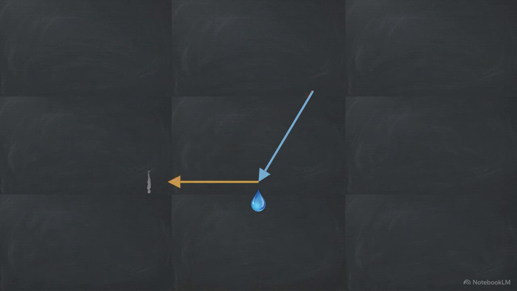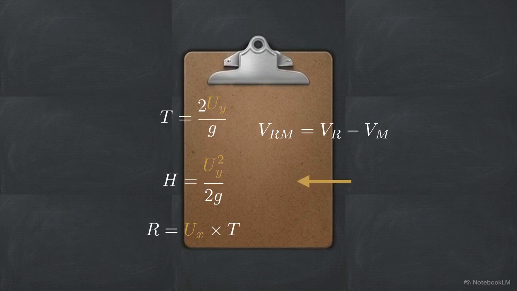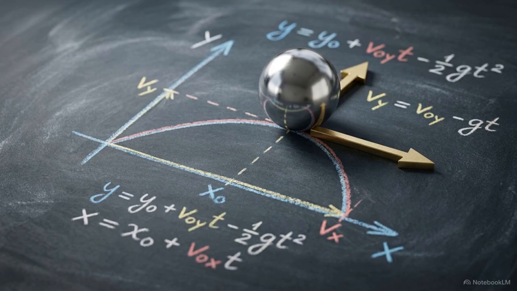of the rain. To consolidate this, we prioritize building our time, height, and range equations using ux and uy components instead of raw launch angles. We then pair those with the relative velocity rule, treating it as a consistent process of vector subtraction. This vector-based approach translates directly to circular motion, where we track how constant centripetal acceleration points toward the center at v squared over r. Mastering the independent axis rule gives you a repeatable method for solving motion, which is essential for the mechanics chapters that follow.